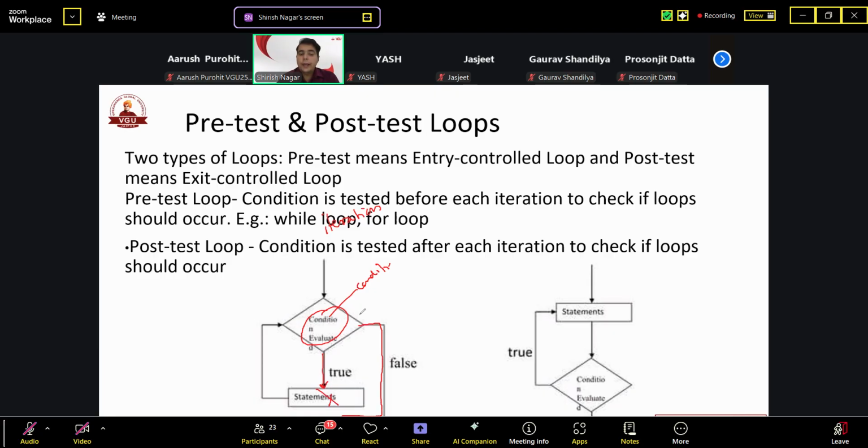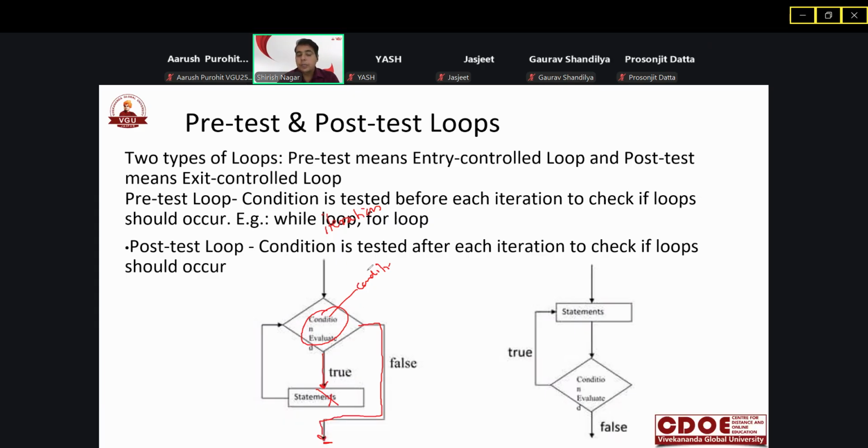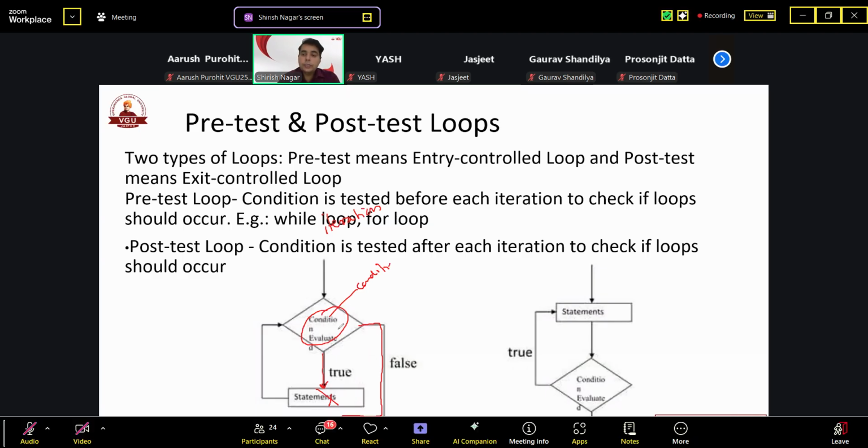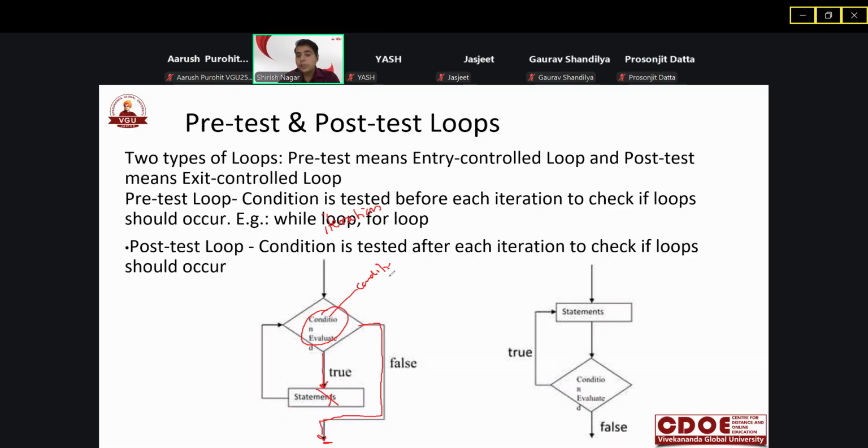So before you enter into the body of the loop, it is necessary to evaluate the condition first. If the condition is false, then you have to come out of the loop. It also means that you will enter the loop for the first time only after verifying the condition. So it may happen that right in the beginning, the condition is false. So the minimum number of times this pre-test loop will run will be 0. Okay, this is the minimum number of times a pre-test loop will work.